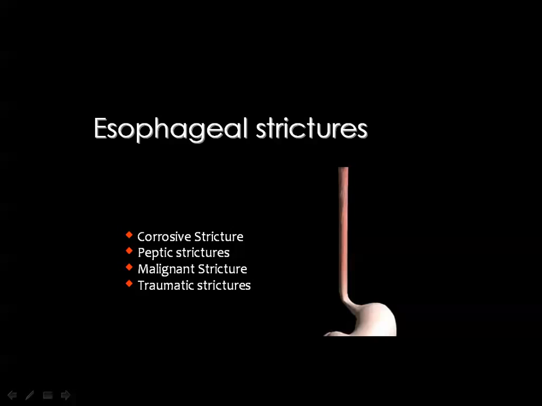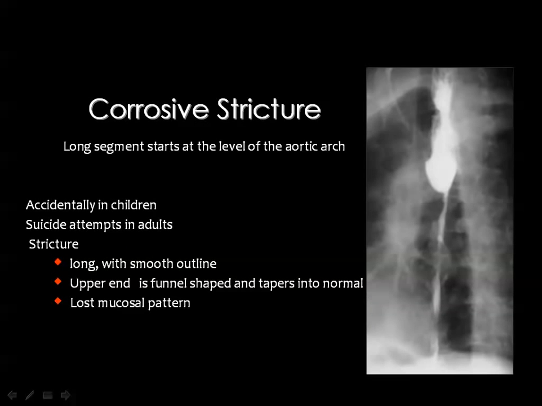Then we come to the strictures, and we have 4 types of strictures: the corrosive stricture, peptic stricture, malignant, and the traumatic strictures. The corrosive stricture is due to the accidental swallowing in children of some corrosive material, and in adults may be due to attempts at suicide, for example.